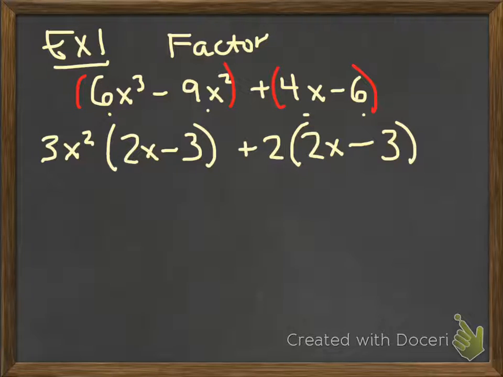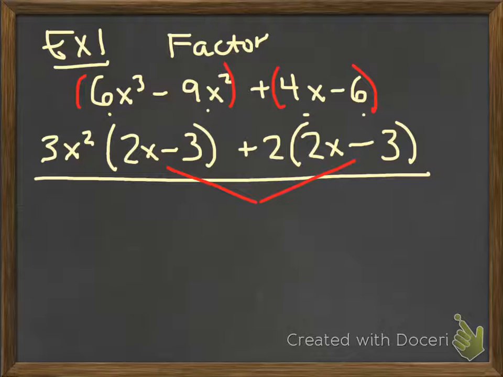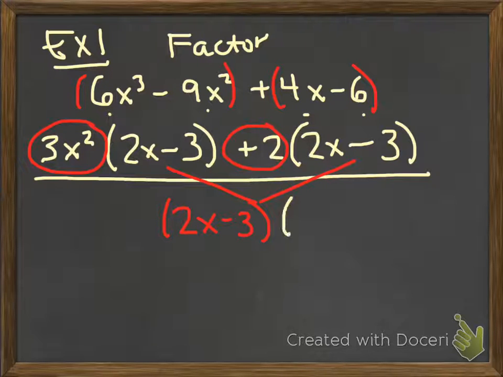Okay, now you're going to look at this whole thing, and they do have 2x minus 3 in common. So you're going to pull that out, the 2x minus 3. And then whatever's left over goes into the second set of parentheses. So that's 3x squared plus 2. So that's the answer. 2x minus 3 quantity times 3x squared plus 2.